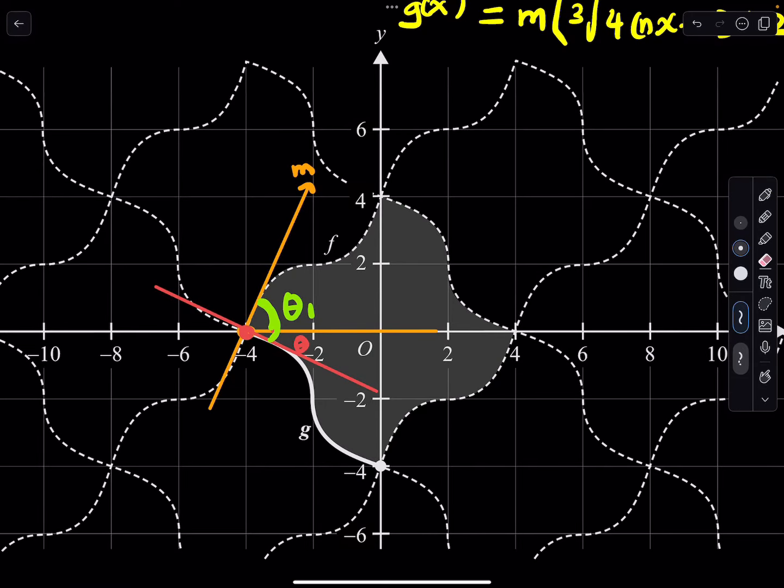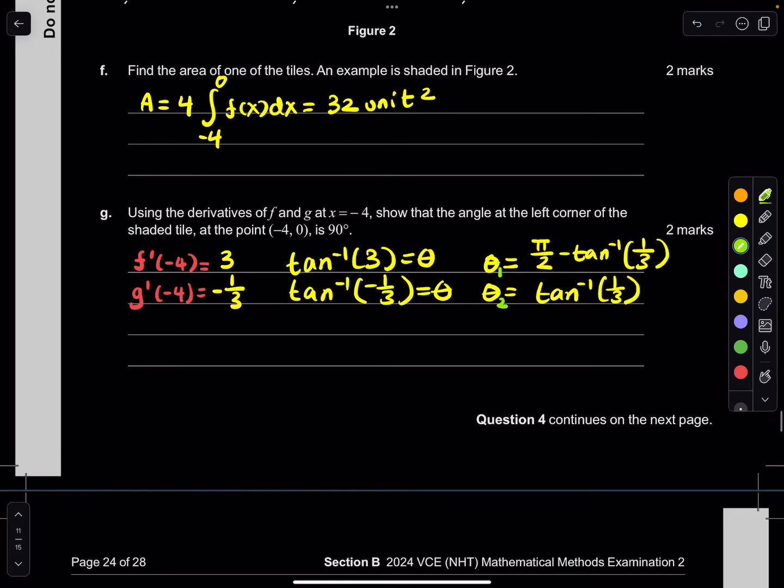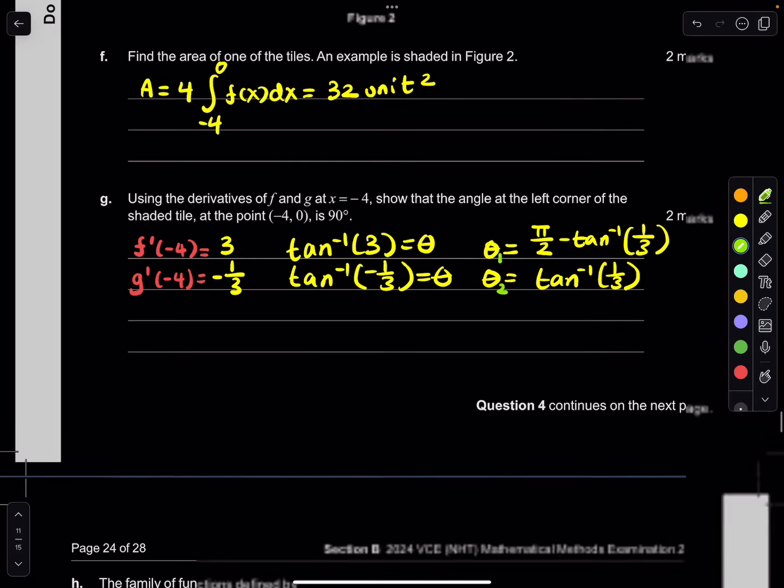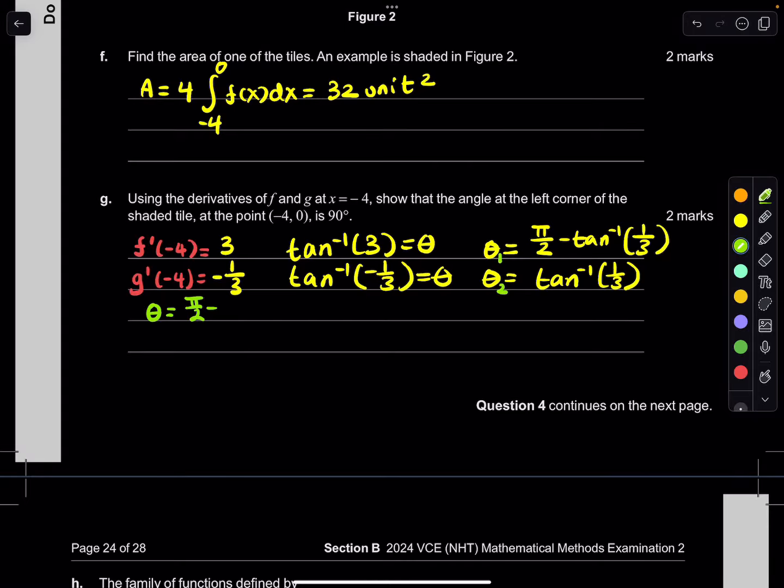this should be 90 degrees, so basically pi on 2. Pi on 2 is 90 degrees in radians. So if I add these up, theta is pi on 2 minus tan inverse 1/3 plus tan inverse 1/3. These cancel out. You can see that these cancel out. You're left with theta is pi on 2, which is 90 degrees. Beautiful. That's another way you can prove it. I hope that helps you out.